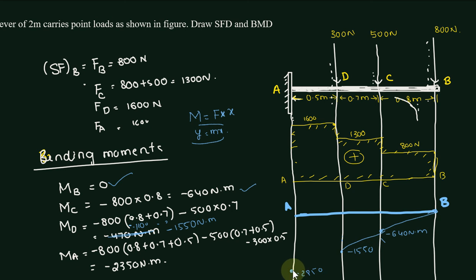So I am connecting all the points with straight lines, and this is negative bending moment. There is a force into perpendicular distance, M is equal to F into x, which is in the form of y is equal to mx, a straight line equation. So the relation between all the points will be a straight line. This is the negative bending moment. So this is the bending moment diagram.